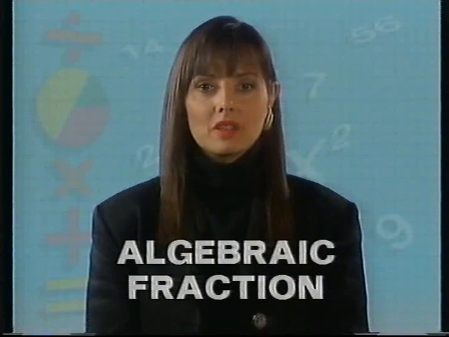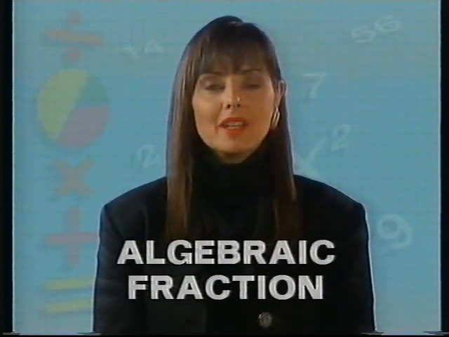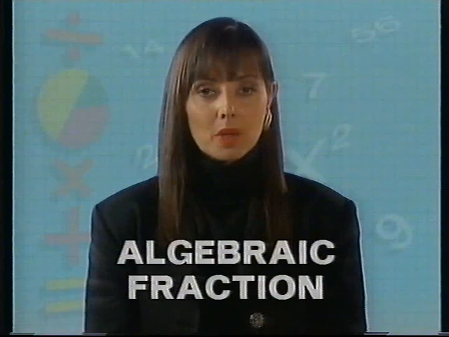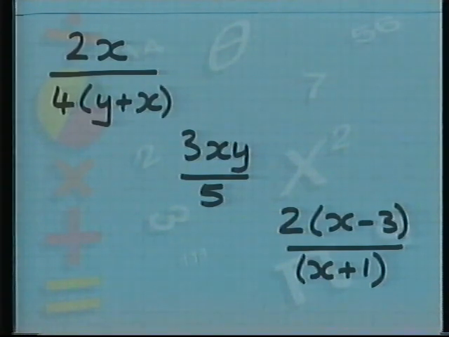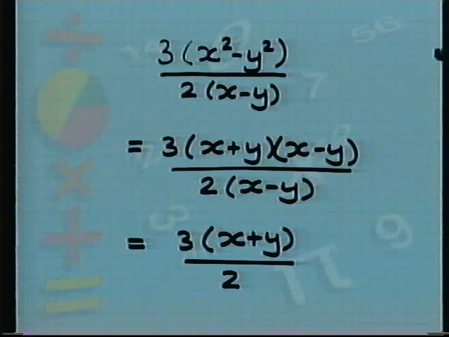An algebraic fraction is just like an ordinary fraction, but the numerator and the denominator can be letters or expressions. They follow the same rules as ordinary fractions. The first thing to do is to see if they can be simplified. 3 times (x squared minus y squared) over 2 times (x minus y). Remember all the rules we've done before for factorising. Factorise the top to give 3 times (x plus y) times (x minus y) over 2 times (x minus y). Then cancel down to give 3 times (x plus y) over 2.